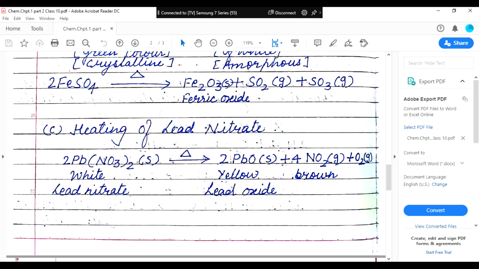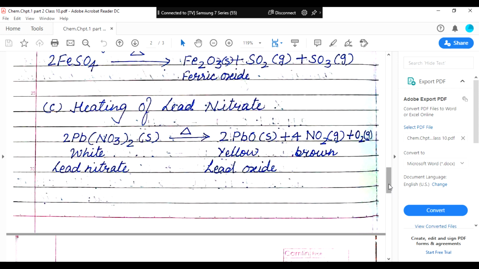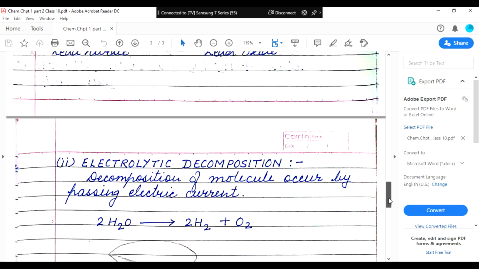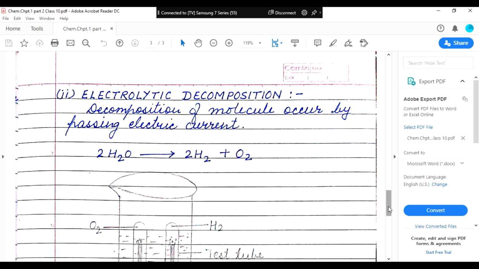Again we'll observe one molecule is giving rise to 3 molecules. So it is also a breakdown process and decomposition of a large molecule. If the energy is given in form of electricity and this electricity is responsible for breakdown of a molecule, such reactions are called electrolytic decomposition reactions.